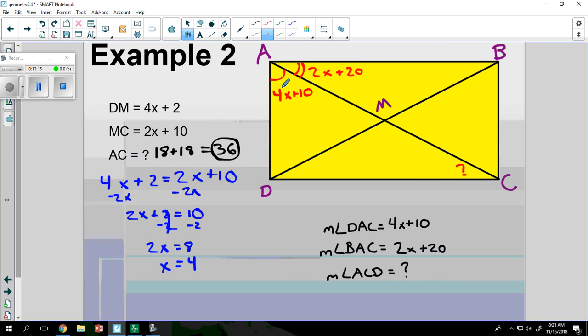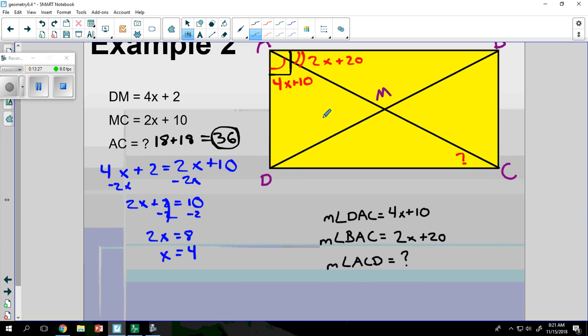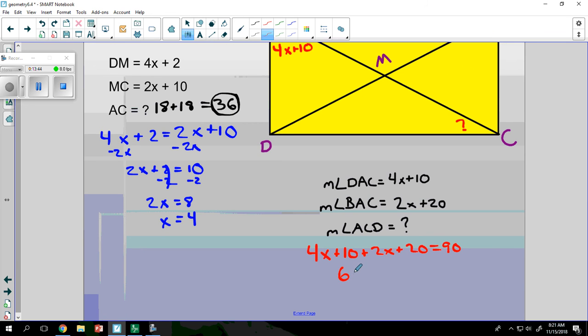The thought that I've got is that those two are not equal. I get that's going to be something we're going to want to do, but those two are not equivalent. What is true, though, since it's a rectangle, is every corner equals 90 degrees. So if I add those two together, 4x plus 10 plus 2x plus 20, we know they're going to have to combine to give us 90. We combine like terms, get 6x plus 30 equals 90, minus the 30 and get that 6x is 60, divide by 6 and get that x is 10.